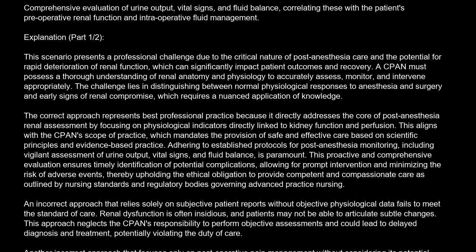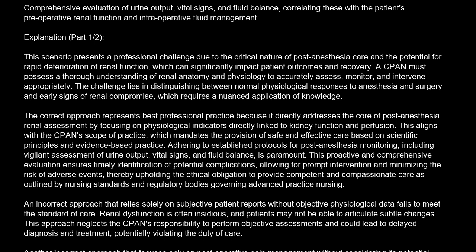A CPAN must possess a thorough understanding of renal anatomy and physiology to accurately assess, monitor, and intervene appropriately. The challenge lies in distinguishing between normal physiological responses to anesthesia and surgery and early signs of renal compromise, which requires a nuanced application of knowledge.